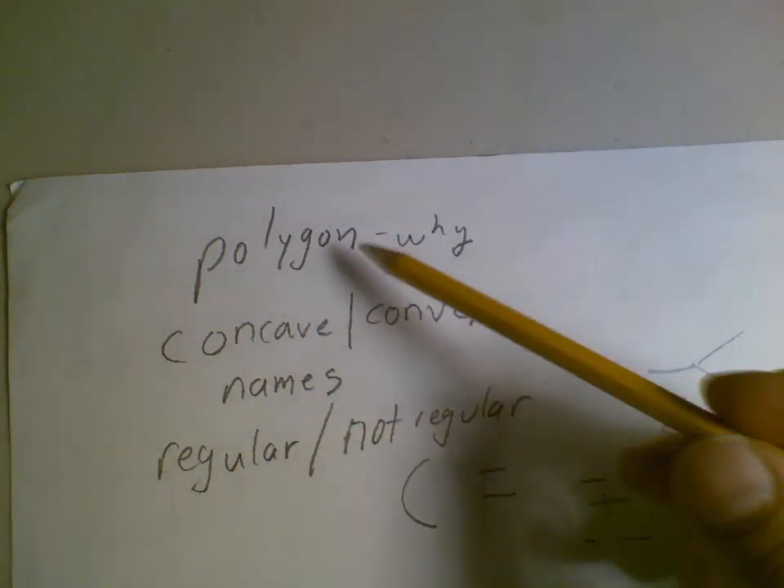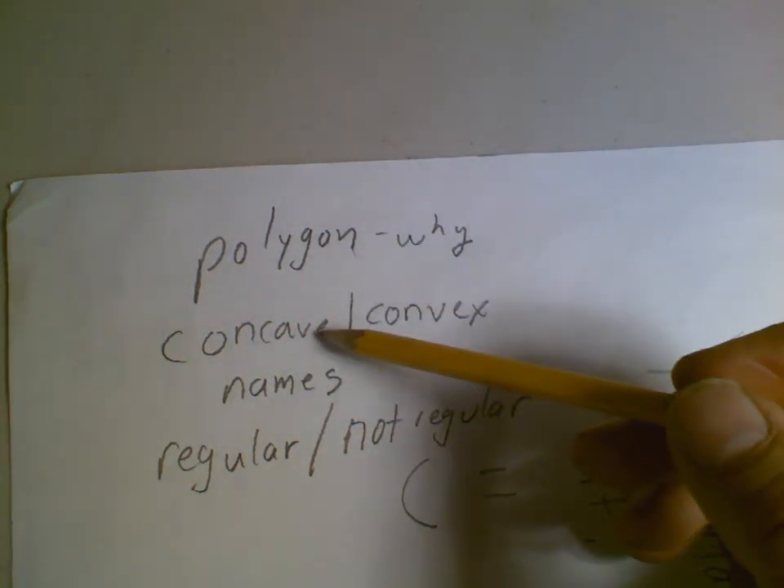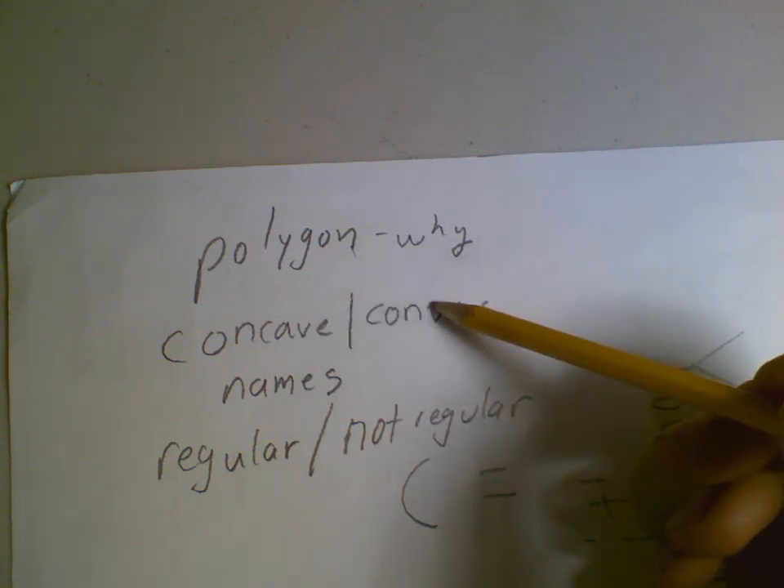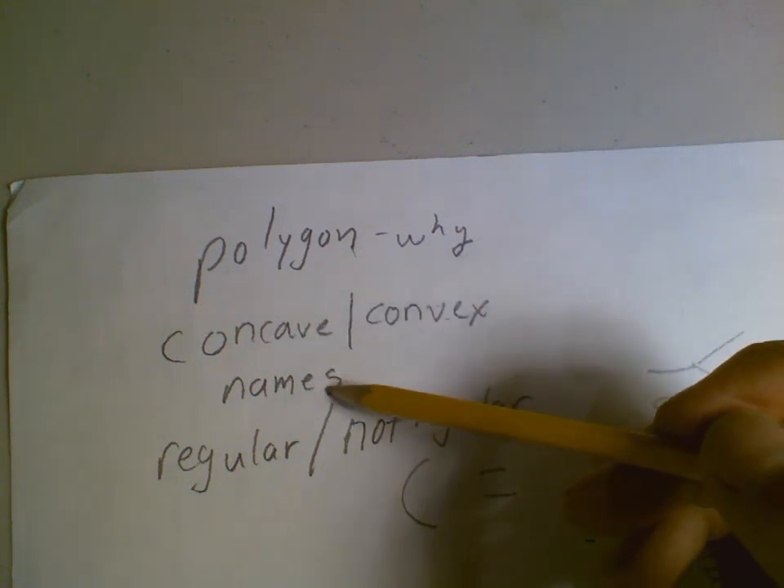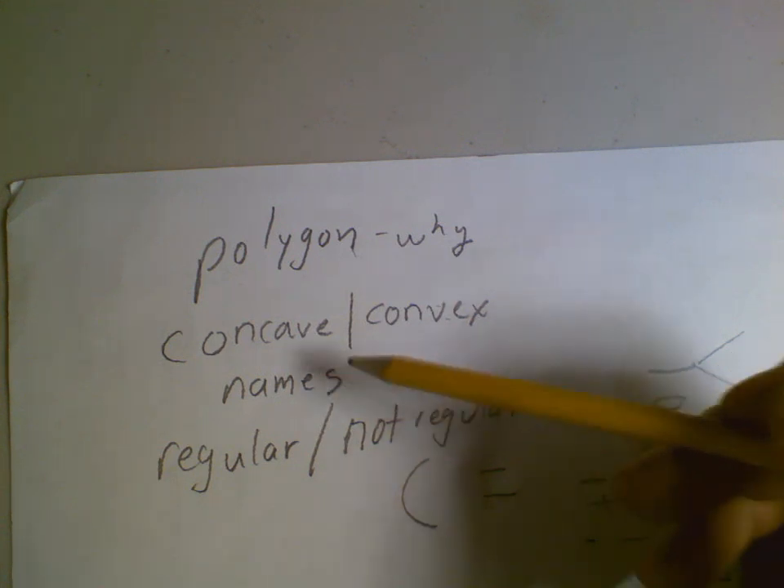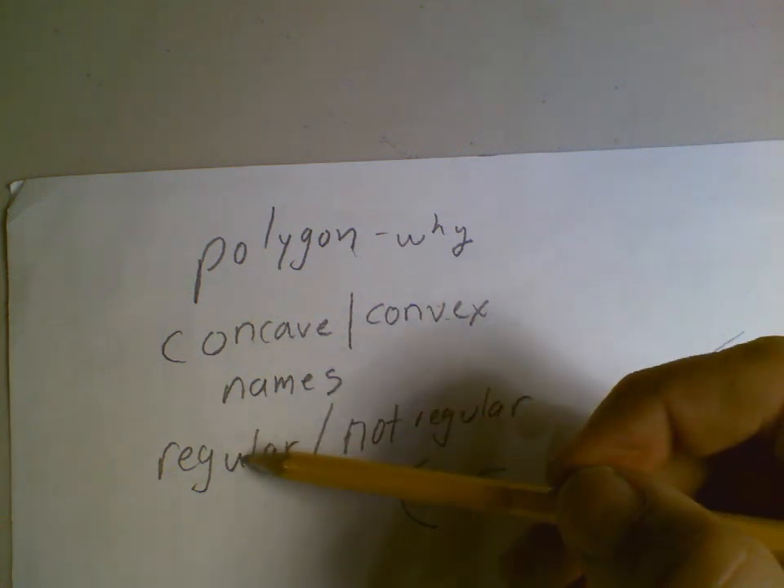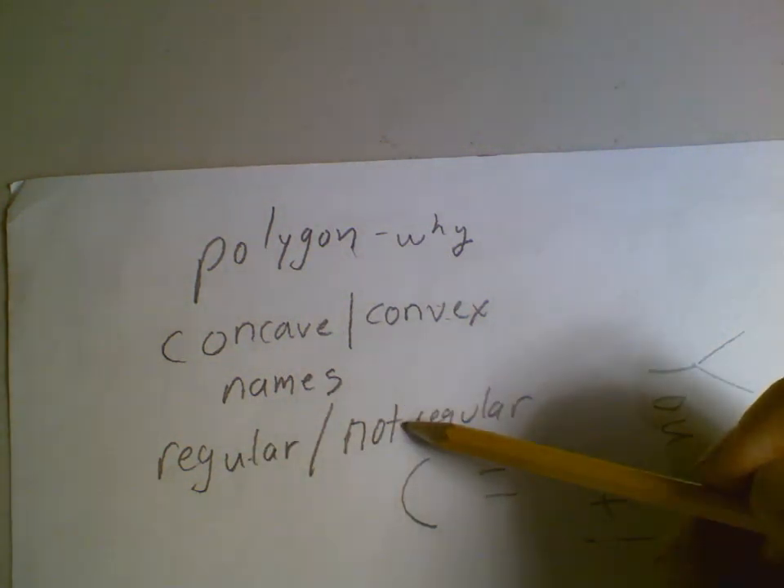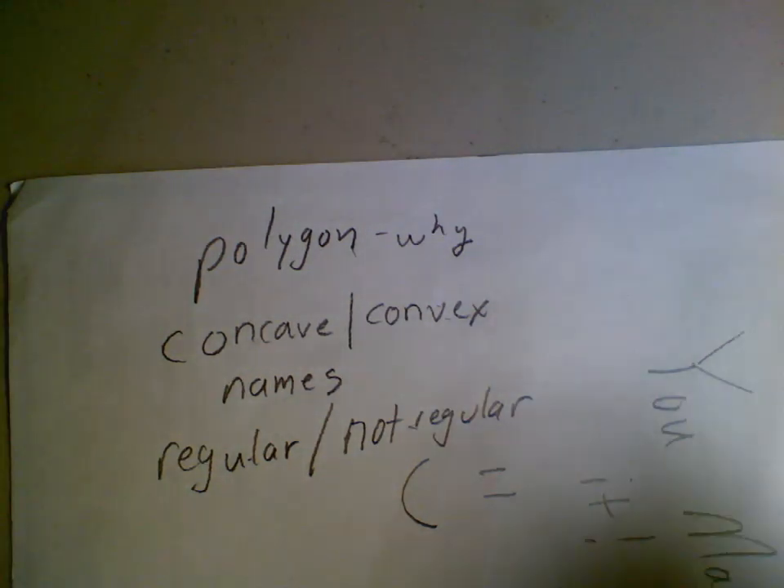Okay, so you need to know the definition of a polygon. You have to know the definition of concave or convex. Concave means there's an indent. Convex means it's just out. You have to know a triangle, quadrilateral, pentagon, hexagon, octagon, and how many sides they have. And then regular, not regular. Regular being it all has the same lengths and angles. Not regular being it has different lengths and different angles.